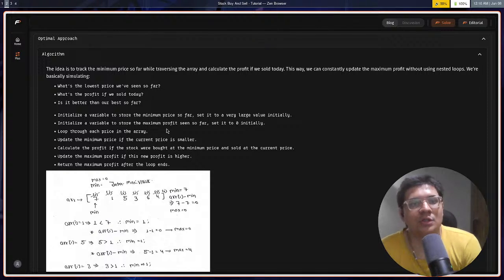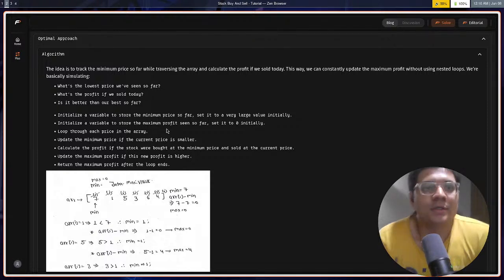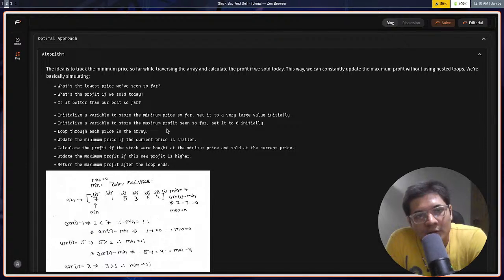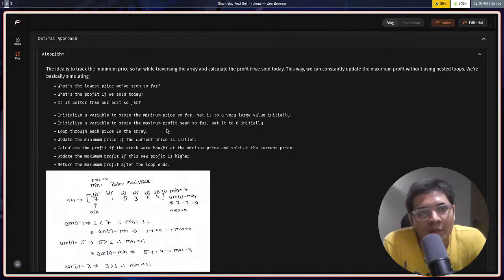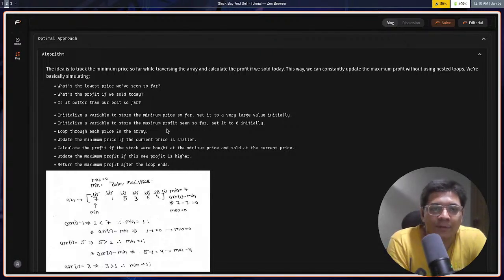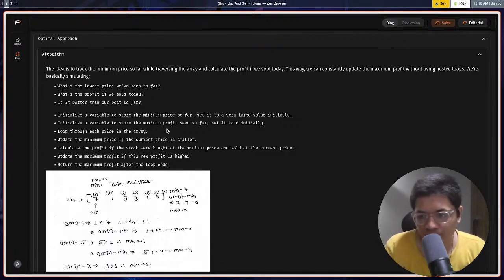Okay. Then there is the optimal approach. So the idea is to track the minimum price so far while traversing the array and calculate the profit if we sold today. This way we can constantly update the maximum profit without using nested loops. So we are basically simulating what's the lowest price we have seen so far, and what's the profit if we sold today.